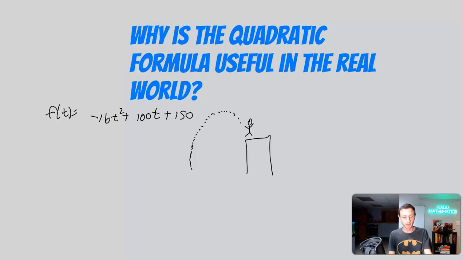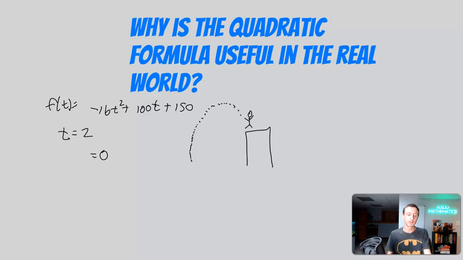Like if I wanted to know, how far did it go after 2 seconds, or how long did it take, what is the time it took to get to 0 feet? So I'd have to solve for t. How long did it take for it to hit the ground is basically the question here. When we hit the ground, that would be a height of 0. So you would set this equal to 0, and then you'd have to factor, and that's where the quadratic formula comes in.